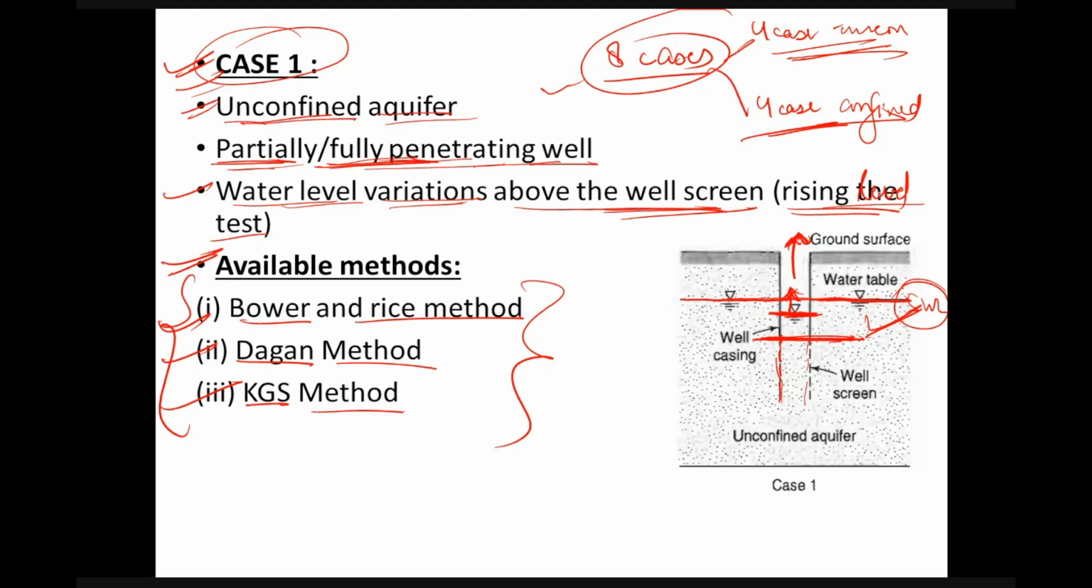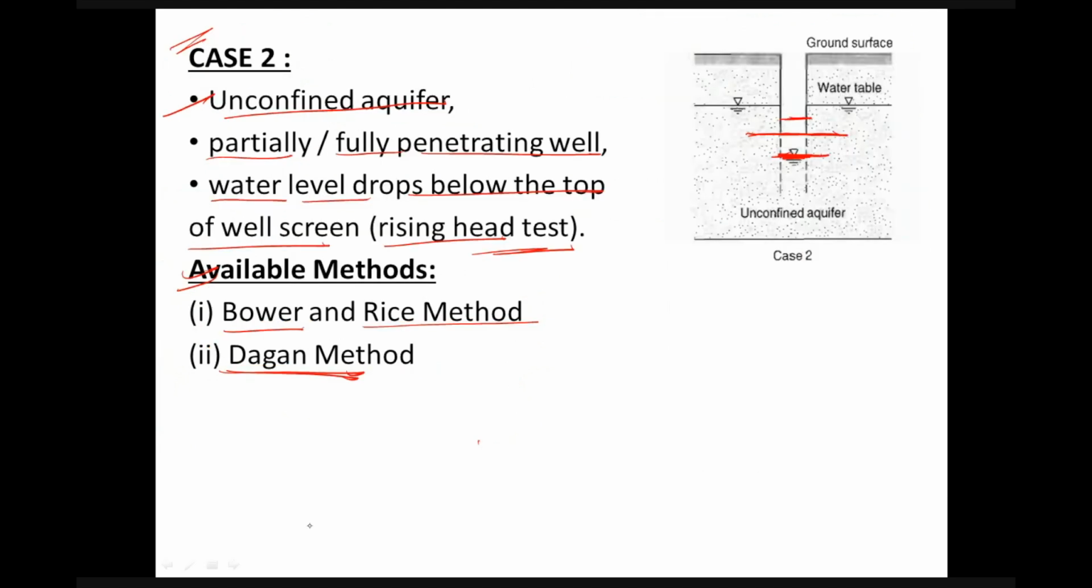So in this case we will use the rising head test in this case 1. Now what are the methods that we can use in this case 1, where we have an unconfined aquifer, partially or fully penetrating well, and all these variations are occurring above the well screen. So the first method that we can use is Bower and Rice method, we have Dagan method, and we have KGS method.